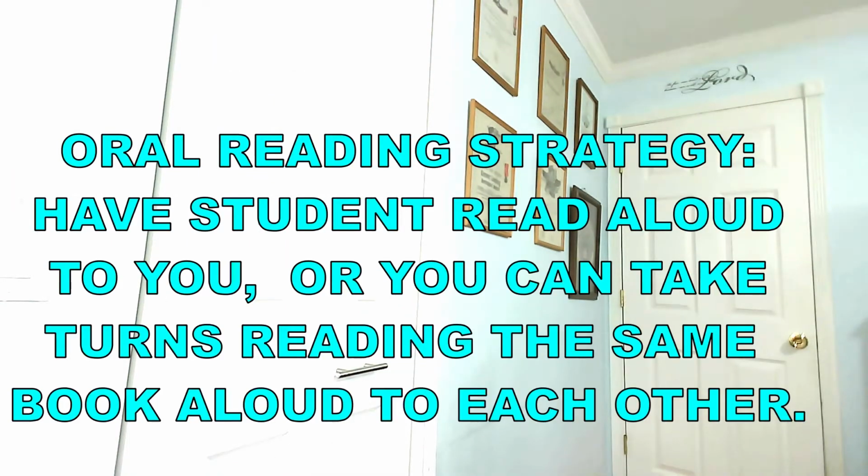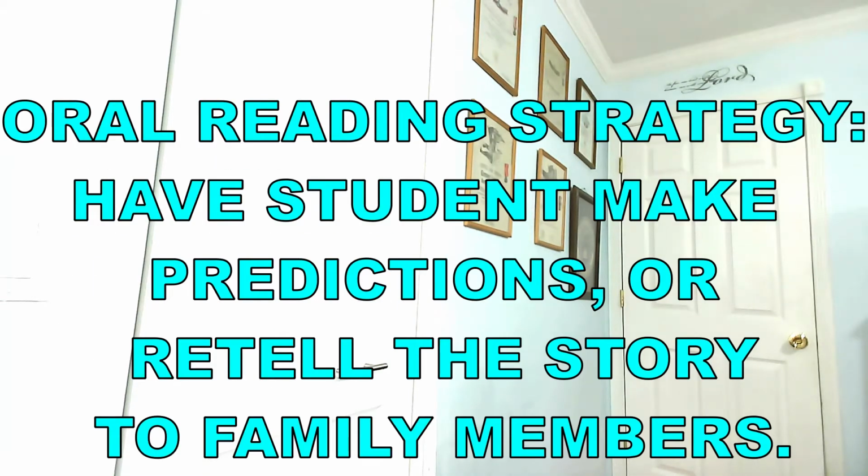Some strategies to help your child with oral reading comprehension is to have him or her read aloud to you, or you could take turns reading the same book, a book that is of great interest to the child. Additionally, you could explain unfamiliar words and situations to help him understand and build comprehension. You can invite your child to make predictions. What do you think is going to happen next? Or encourage your child to retell the story or an exciting part of the story to family members, maybe at the dinner table.